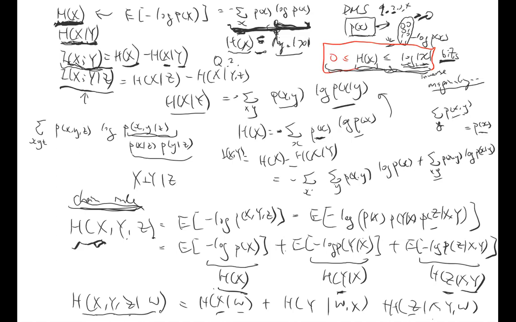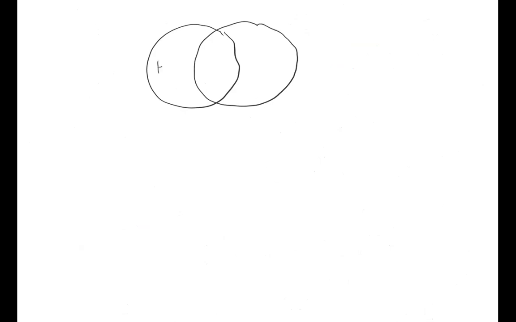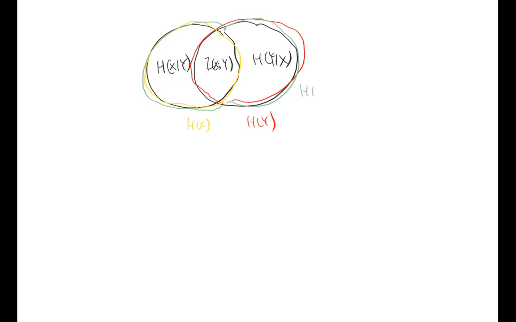And I guess this is a good time to show you that Venn diagram again. I showed you last time, so this helps you remember stuff. I probably should use better, different colors, but this one is H(Y). This one is H(X). And then the entire thing here is H(X,Y).